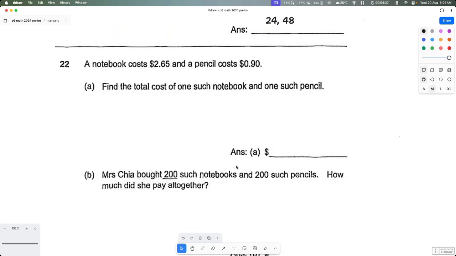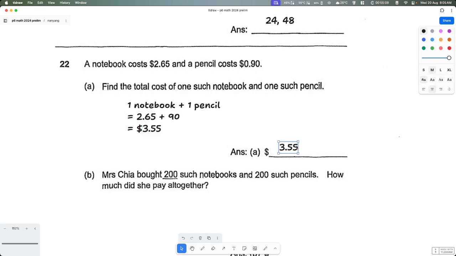Question 22. A notebook costs $2.65. A pencil costs 90 cents. Part A, find the total cost of one such notebook and one pencil. So one notebook plus one pencil is equal to 265 plus 90, which is equal to $3.55.